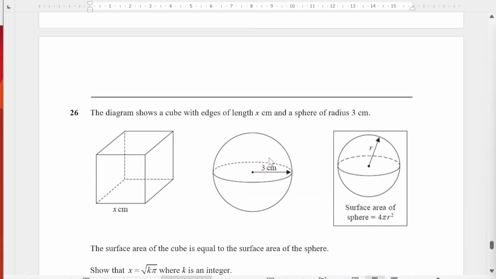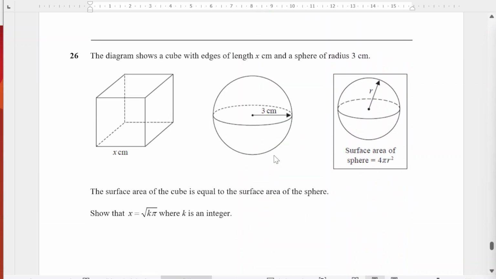Okay, question 26. This diagram shows a cube with an edge of length x and a sphere with radius of 3 centimeters. The surface area of the cube is equal to the surface area of the sphere. Show that x is equal to the square root of k times pi, where k is an integer.